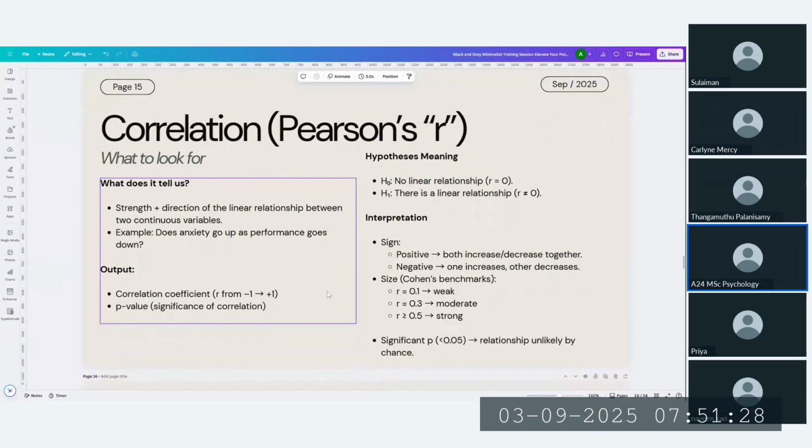So what does correlation tell us? What do you look for? You look for the strength and direction of the linear relationship between two continuous variables. Now here I explained it in one way. The reverse also you can take. As a researcher, you can study, as performance goes down, does my anxiety go up?